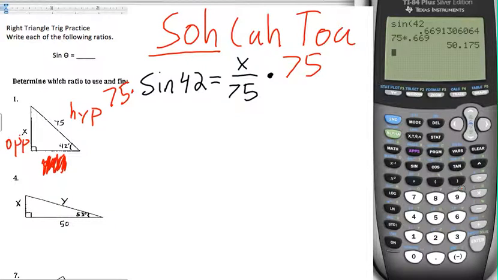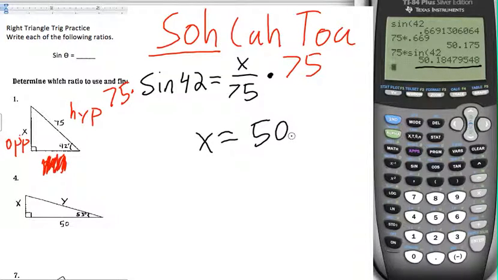Because when we type this in, we can type it all in as one step. 75 times sine 42, right? We don't convert sine 42, we just call it sine 42. And then we press return. All right, look, we get a number that's similar, but it's significantly more accurate, more precise.